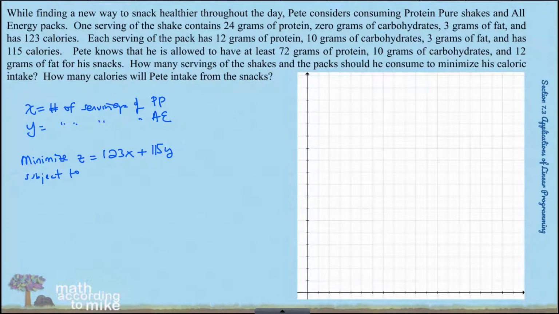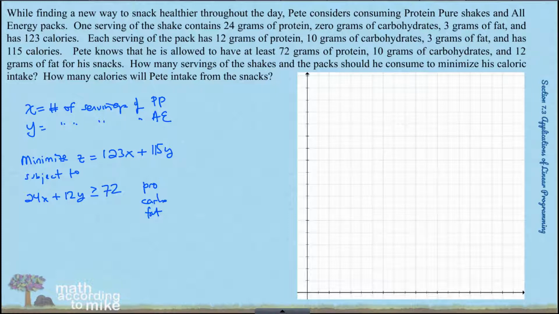All right. And now think about, what do we have restrictions on? Well, we have restrictions on protein, carbs, and fat. So each one of these are going to become a functional constraint. So let's put all the protein numbers together. The shake has 24 grams of protein, and we have X shakes. And packs have 12 grams of protein, and we have Y packs. And he needs at least, which means greater than or equal to, 72 grams of protein.